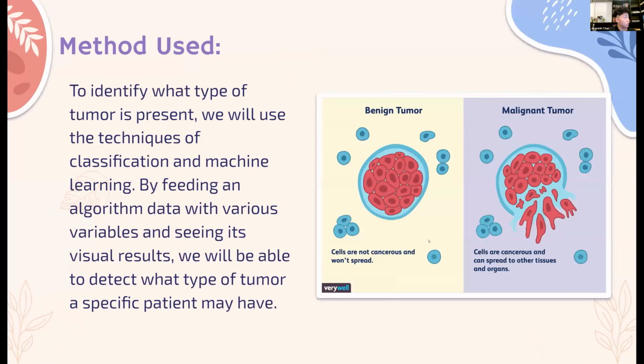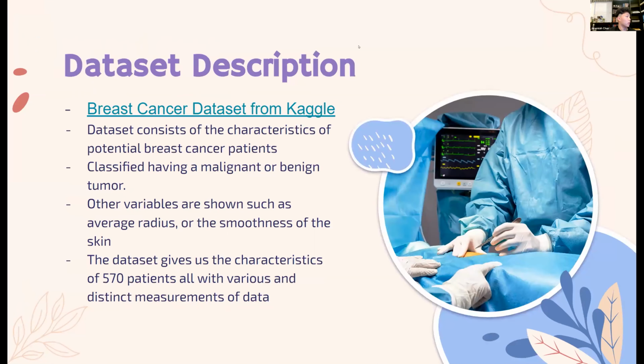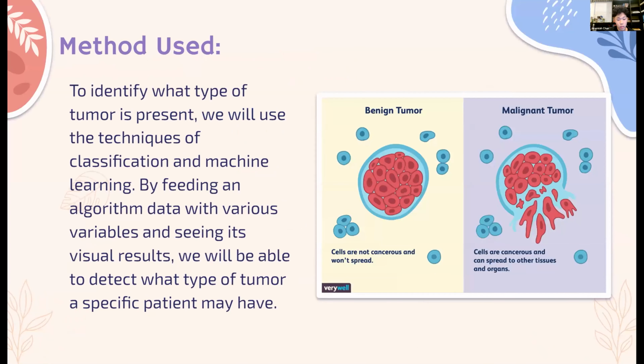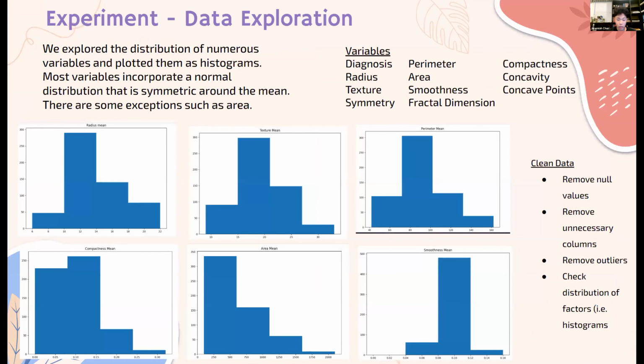Oh, I was on the wrong slide, but here's our method used. We used classification and machine learning to see the distribution of different variables and see the most important factors of a tumor. So starting off with data exploration, we were able to first clean up the data, which includes removing null values, removing unnecessary columns, and removing outliers.